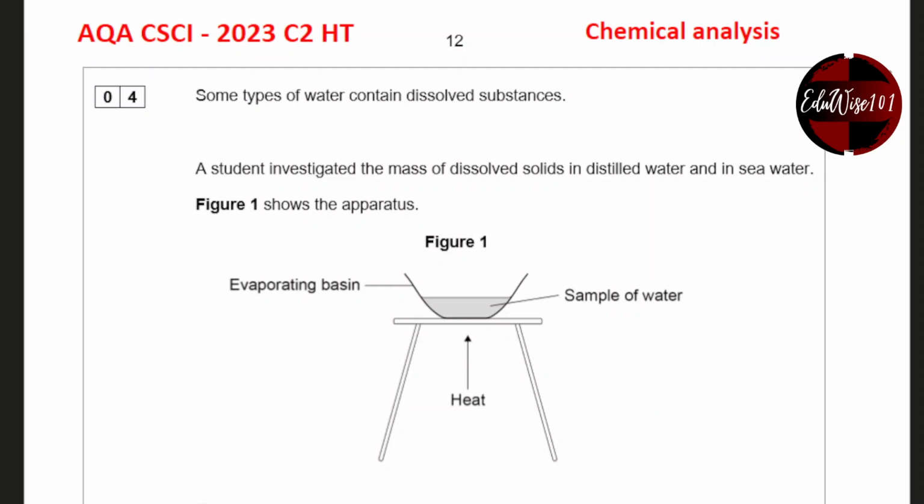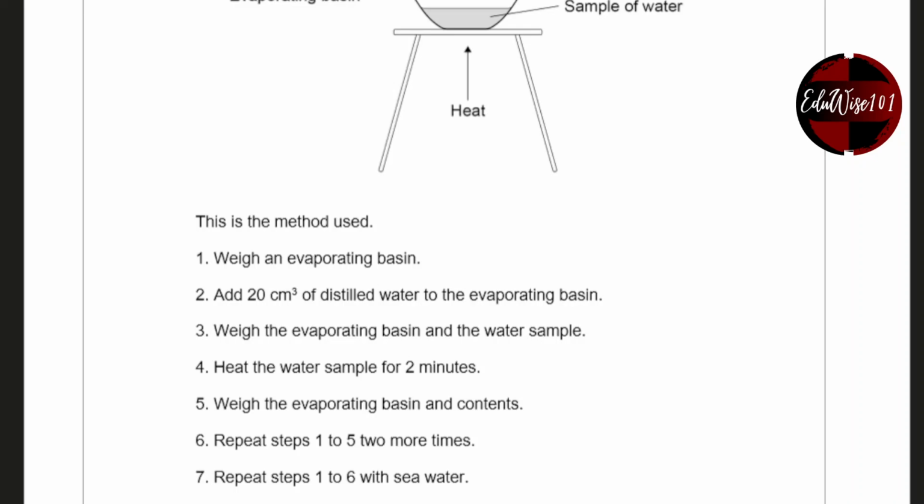You have an evaporating basin with the sample of water supported by a tripod and heat usually from a Bunsen burner. This is the method used. Weigh an evaporating basin. Add 20 centimeter cube of distilled water to the evaporating basin. Weigh the evaporating basin and the water sample. Heat the water sample for 2 minutes. Weigh the evaporating basin and contents. Repeat steps 1 to 5 2 more times. So that for each water they're doing it 3 times, and then finally repeat steps 1 to 6 with seawater.